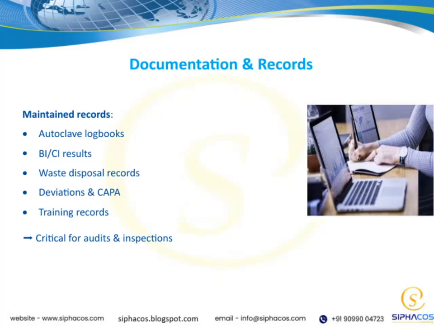Let's take a closer look at documentation and records. Maintaining thorough records is absolutely essential in our industry. For example, autoclave logbooks help us track sterilization cycles and ensure everything is properly sterilized. BI and CI results are critical for monitoring bioburden and cleanliness levels.